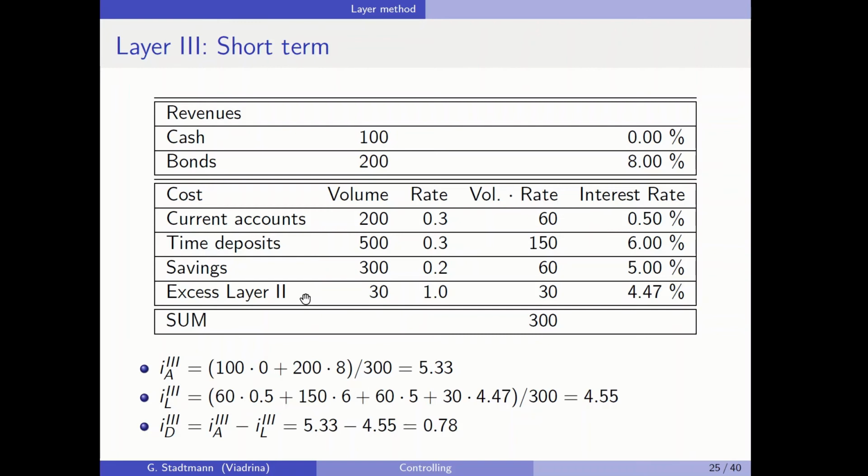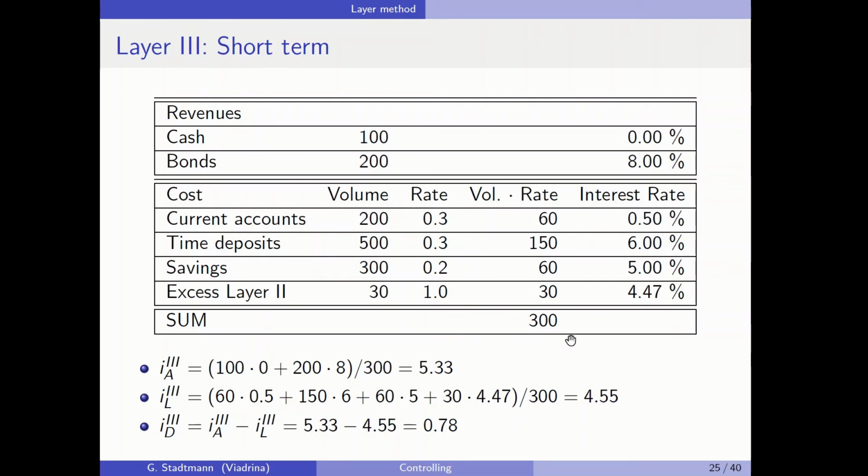Then we have the following short-term assets. We have cash and bonds. These are the interest rates. And we finance this by these kinds of liabilities: current accounts, according to the rule, which says 30%, time deposits also 30%, savings with 20%, and the excess of layer 2 with 100%. So we get these volumes here, and this is the result of multiplying these volumes and these rates.